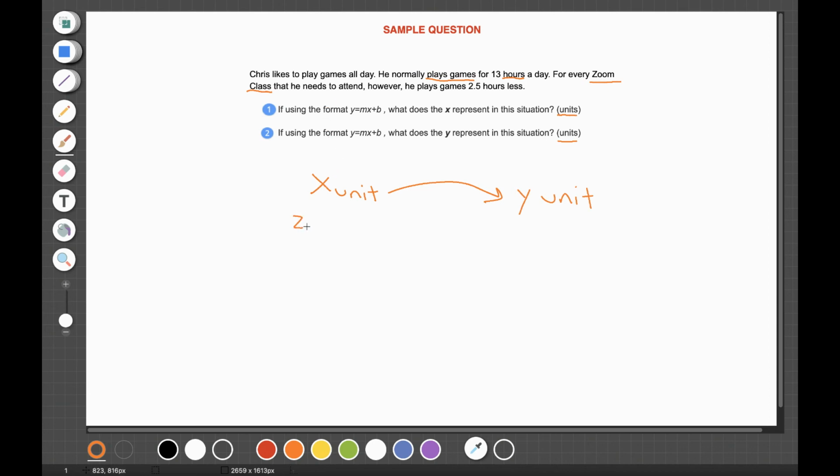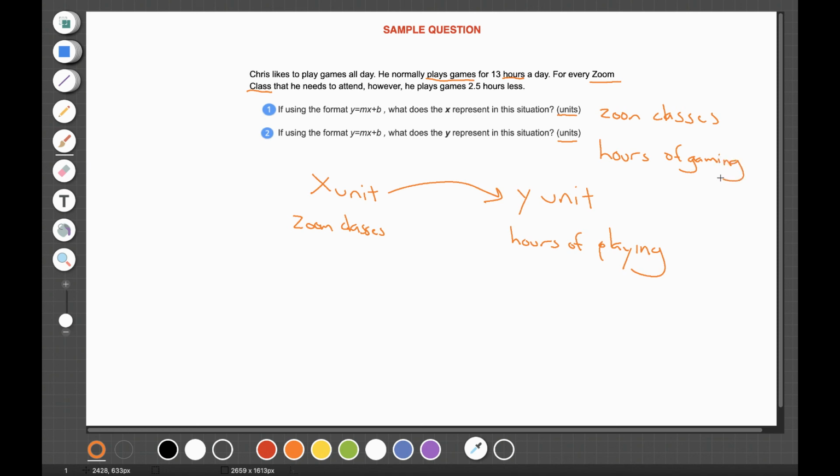The number of Zoom classes, in this case, affects the hours of playing. So that's how we figure this out, is which one's affecting which. So the way we would write our answer here, it would be Zoom classes. The way we would write our answer here, it would be hours of gaming.